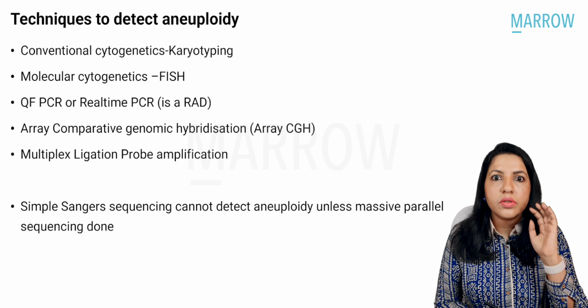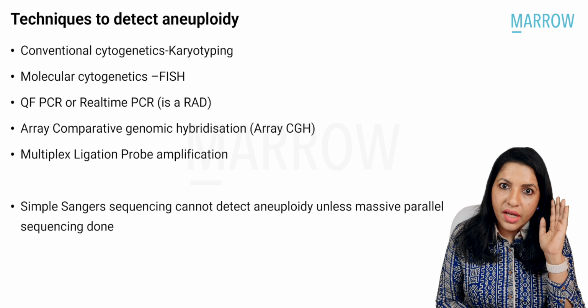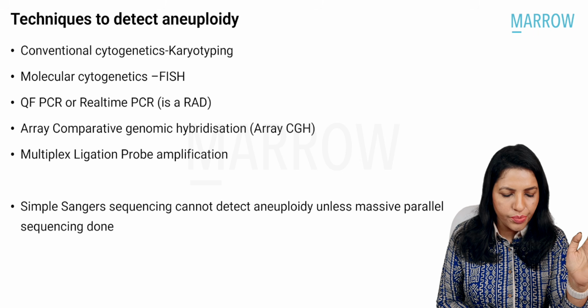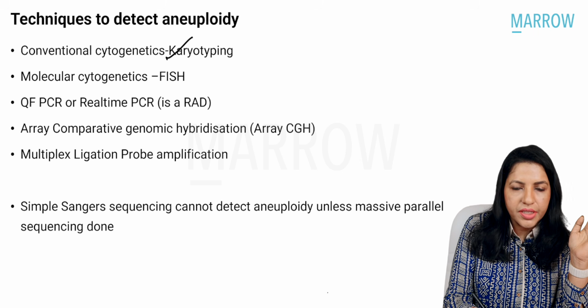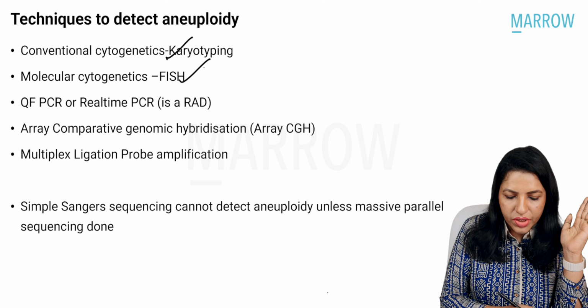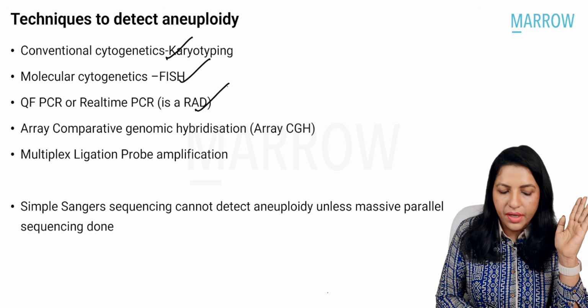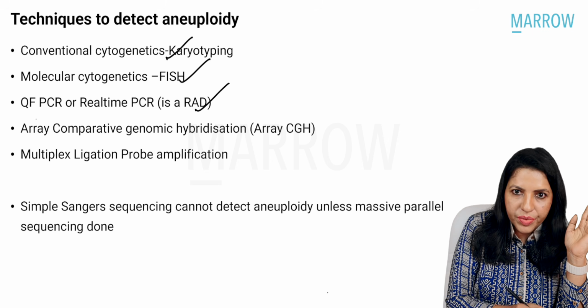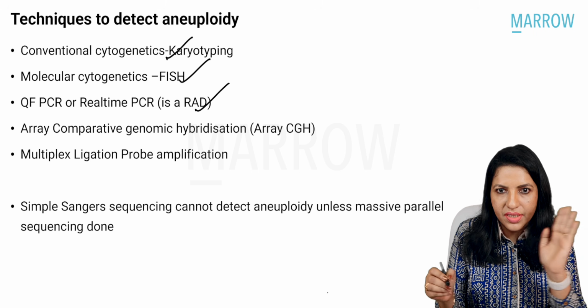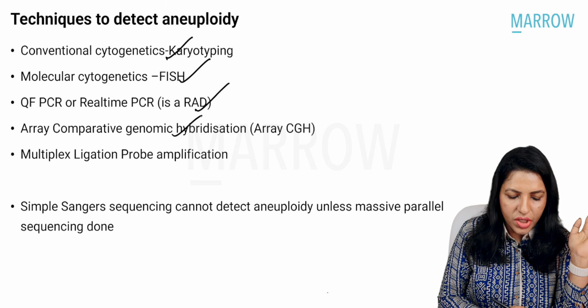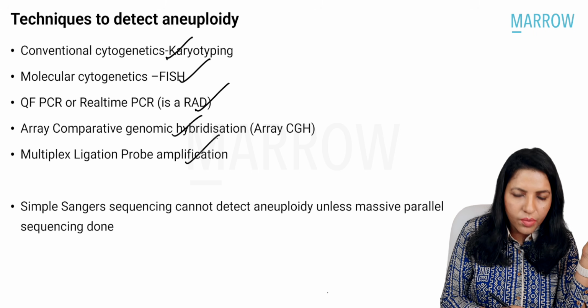So what we have seen is that there are various techniques for detecting aneuploidy, starting with conventional cytogenetics, then molecular cytogenetics, then real-time PCR, or QF-PCR. QF-PCR is otherwise real-time PCR. Then array CGH, and multiplex ligation probe amplification.